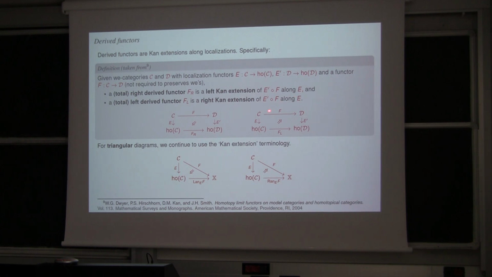I want to use this terminology of derived functor, but for triangular diagrams, I'm going to continue to say Kan extension. So a derived functor is not a Kan extension of F, but a Kan extension of localization followed by F. So in this situation, I use this derived functor, again, as a Kan extension.